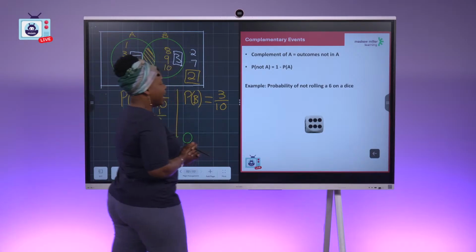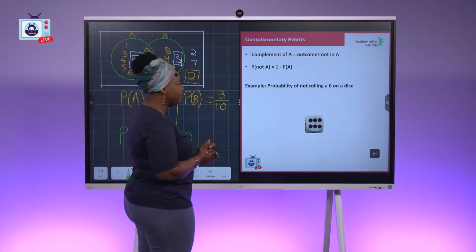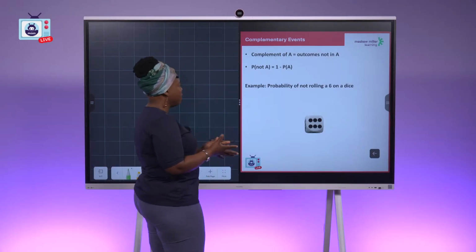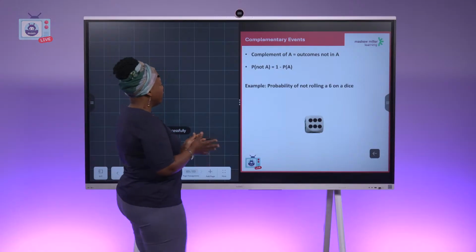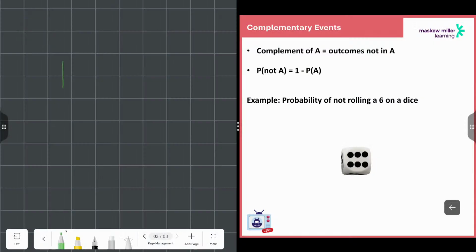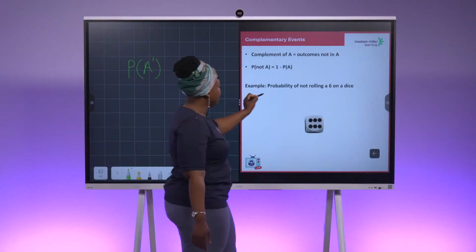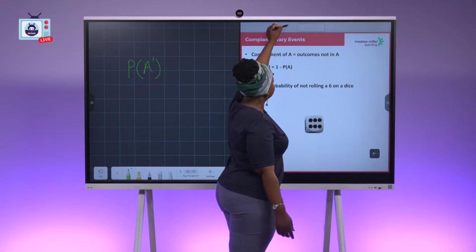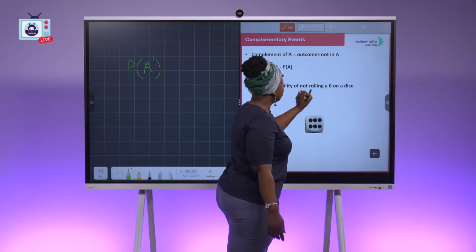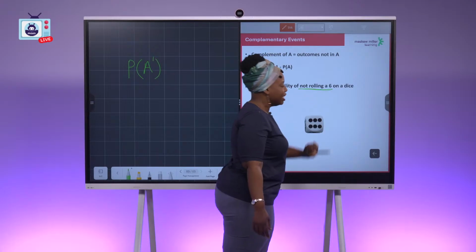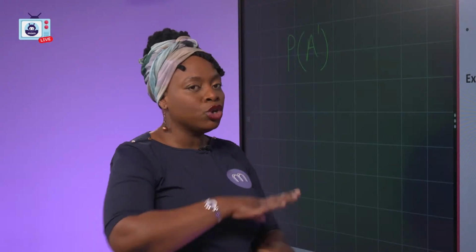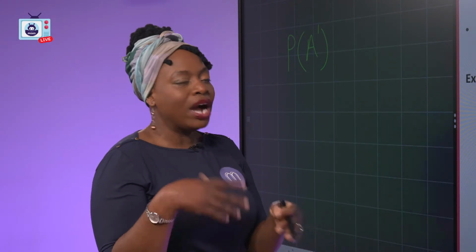Okay. Then we have the complementary, which we have done as well. With the complementary, we said if we're looking for the probability of what we don't have or what it is not, that will be the probability of A with a dash. So here the example says, find the probability of not rolling a 6 on a die. So you are rolling a die, but you are not getting 6. So what is the probability?